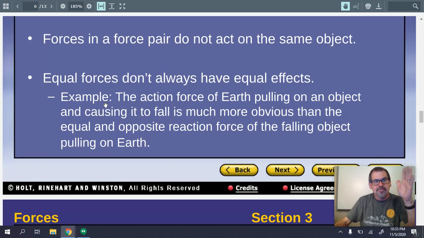Right, so let's think about gravity. For example, the action force of Earth pulling on an object and causing it to fall is much more obvious than the equal and opposite reaction force of the falling object pulling on the Earth. Yep, falling objects are pulling on the Earth, right? Because again, remember, we define gravity as the force of attraction between any two objects, right? But the strength of the gravity is dependent upon the mass of the object.